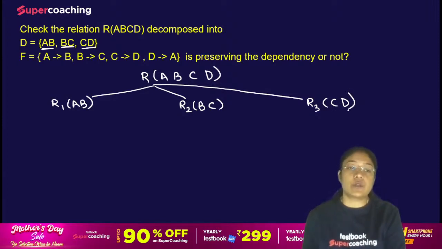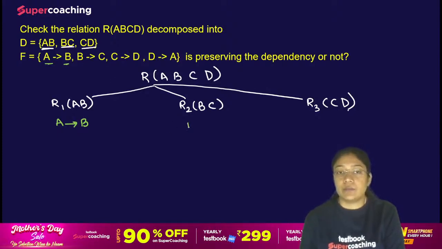Check for the first functional dependency. A determines B. Is it preserved by relation R1? Yes, A and B two attributes are there, so it is preserved by R1. B determines C. It is preserved here. C determines D. This is preserved here. What about D determines A?